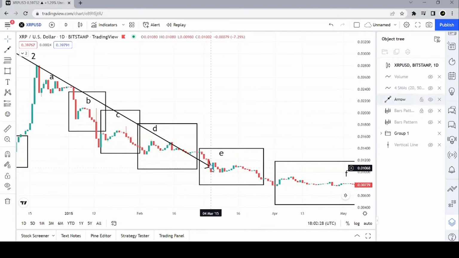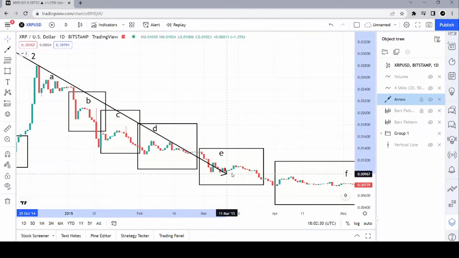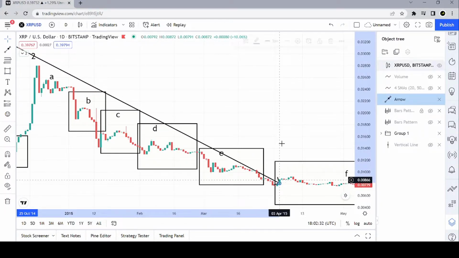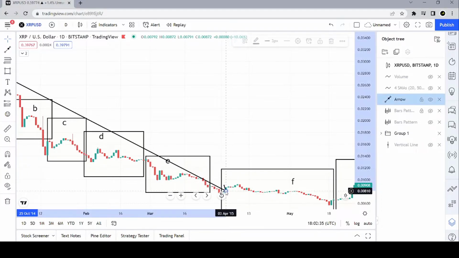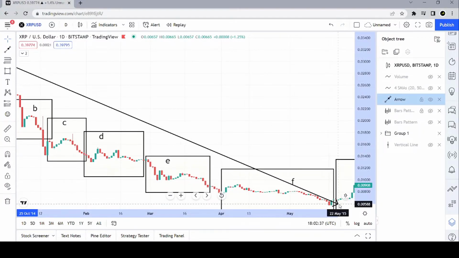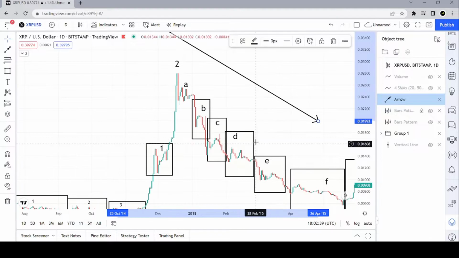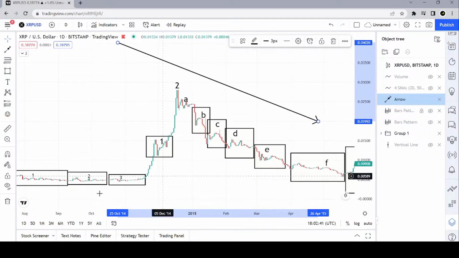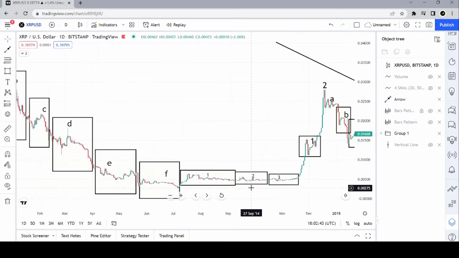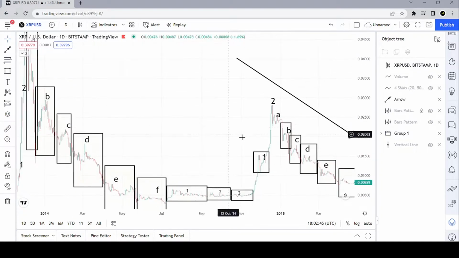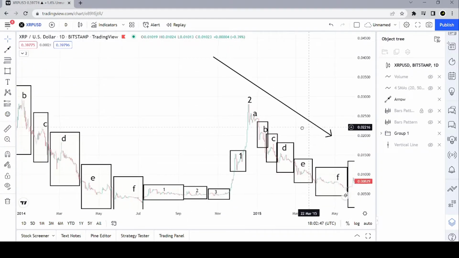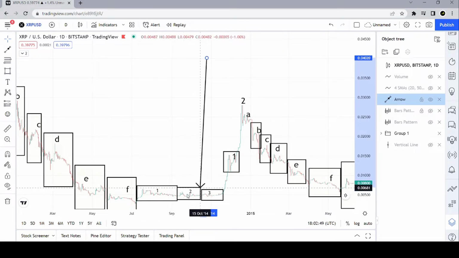E as well, here it's not that clear. It comes down, comes back up, goes down into F. F has this little part up and then the eventual capitulation. So all the parts are there. And here are those three fractals that I talked to you about, that we can get into in another video.